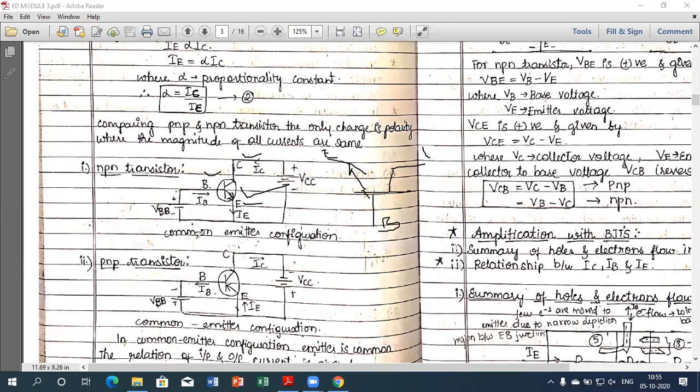In this diagram, VBB is the base voltage applied between the base and emitter, whereas VCC is the collector voltage applied between the collector and emitter. From this we can say that the emitter is common between input and output. So when the emitter is common, we call it common emitter configuration. Now I hope you are clear about configuration. This is now common emitter, which indicates that the emitter is connected to ground.